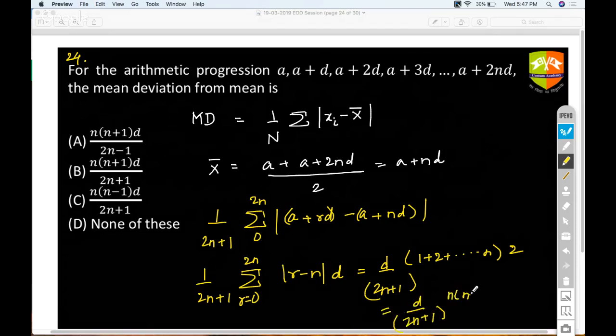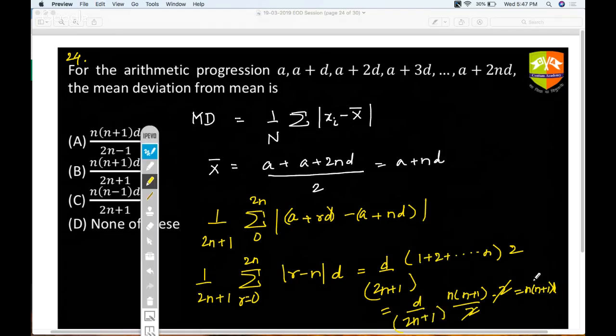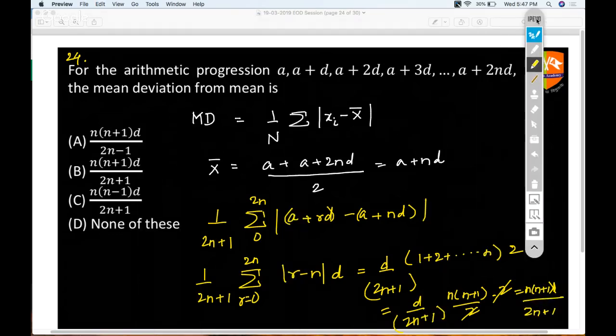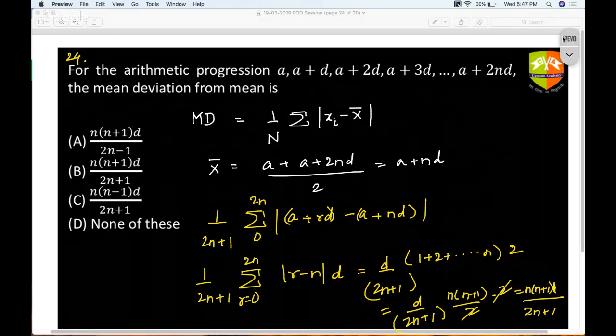So this is going to be d into 2n plus 1. This is going to be n into n plus 1 by 2 into 2. So 2 and 2 get cancelled. So your answer will be n into n plus 1 d whole divided by 2n plus 1. So in that case, your option number B will become the right answer and not C. So none of you got it correct.